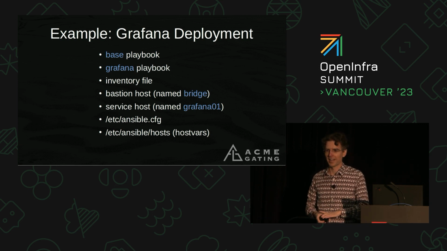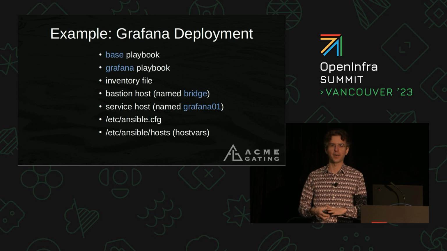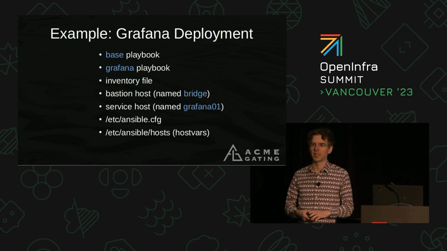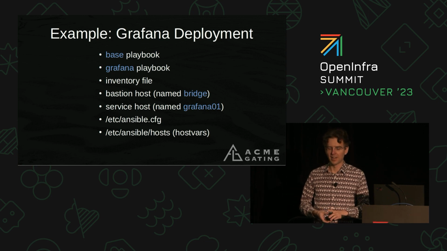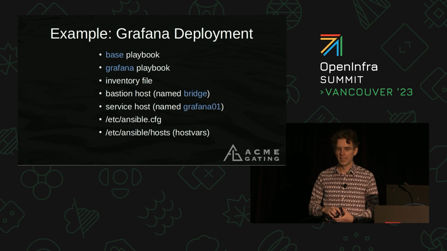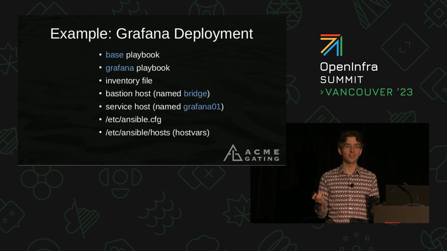This is the one that adds our SSH keys and adds the firewall rules and turns on or off mail as appropriate, all of those things you have to do on every server. Then there's the Grafana playbook, which actually deploys Grafana itself. The inventory file is interesting here, right?